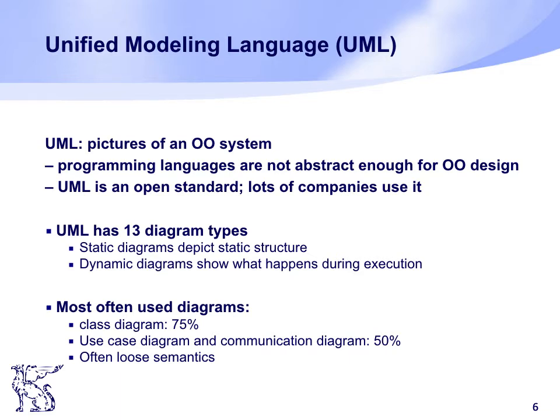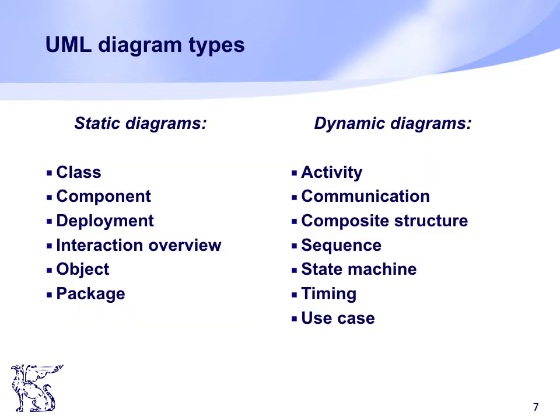75% of software engineers use the class diagram mostly, and the use case diagram is also popular. The other diagrams are not so popular, but we still have 13 diagrams and we will cover most of them. These are the diagrams: class diagram, component diagram, object diagram, lots of diagrams here. When we look at this, the first thing we notice is that there are lots of different diagrams to get used to, right?